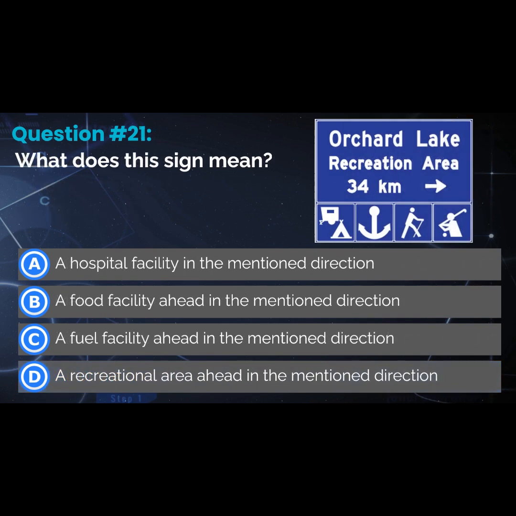The correct answer is D, all of the above. Question 21. What does this sign mean? A. A hospital facility in the mentioned direction. B. A food facility ahead in the mentioned direction. C. A fuel facility ahead in the mentioned direction. D. A recreational area ahead in the mentioned direction.